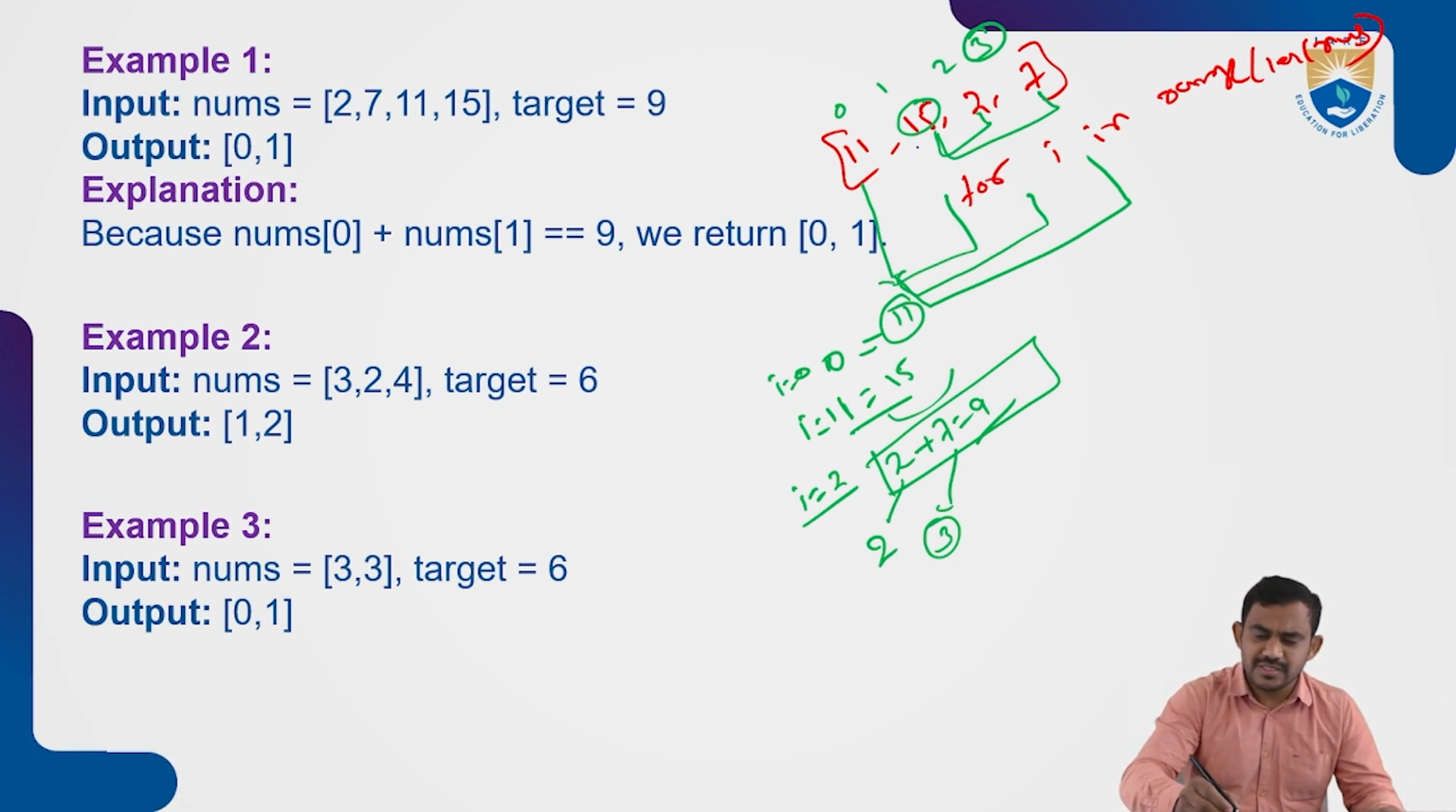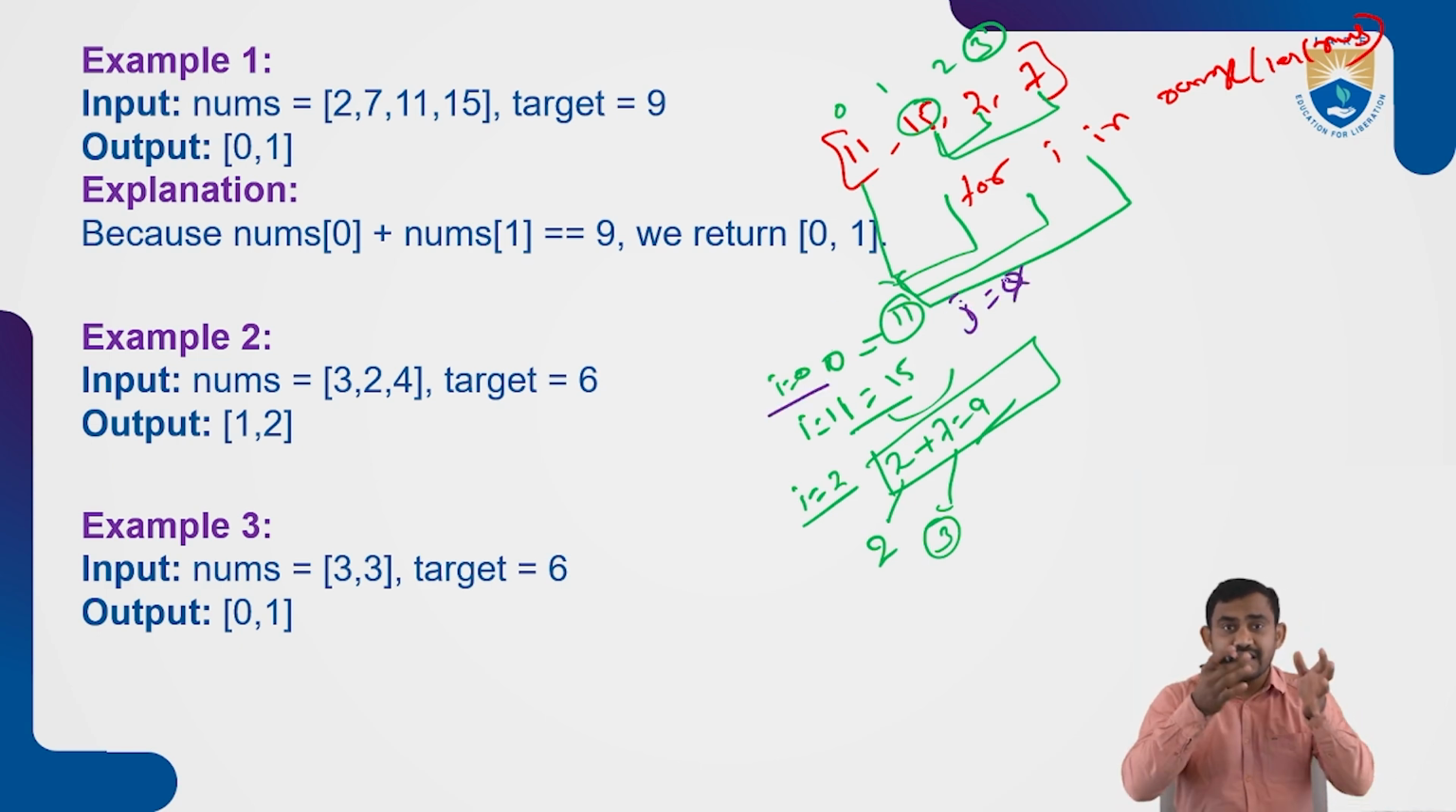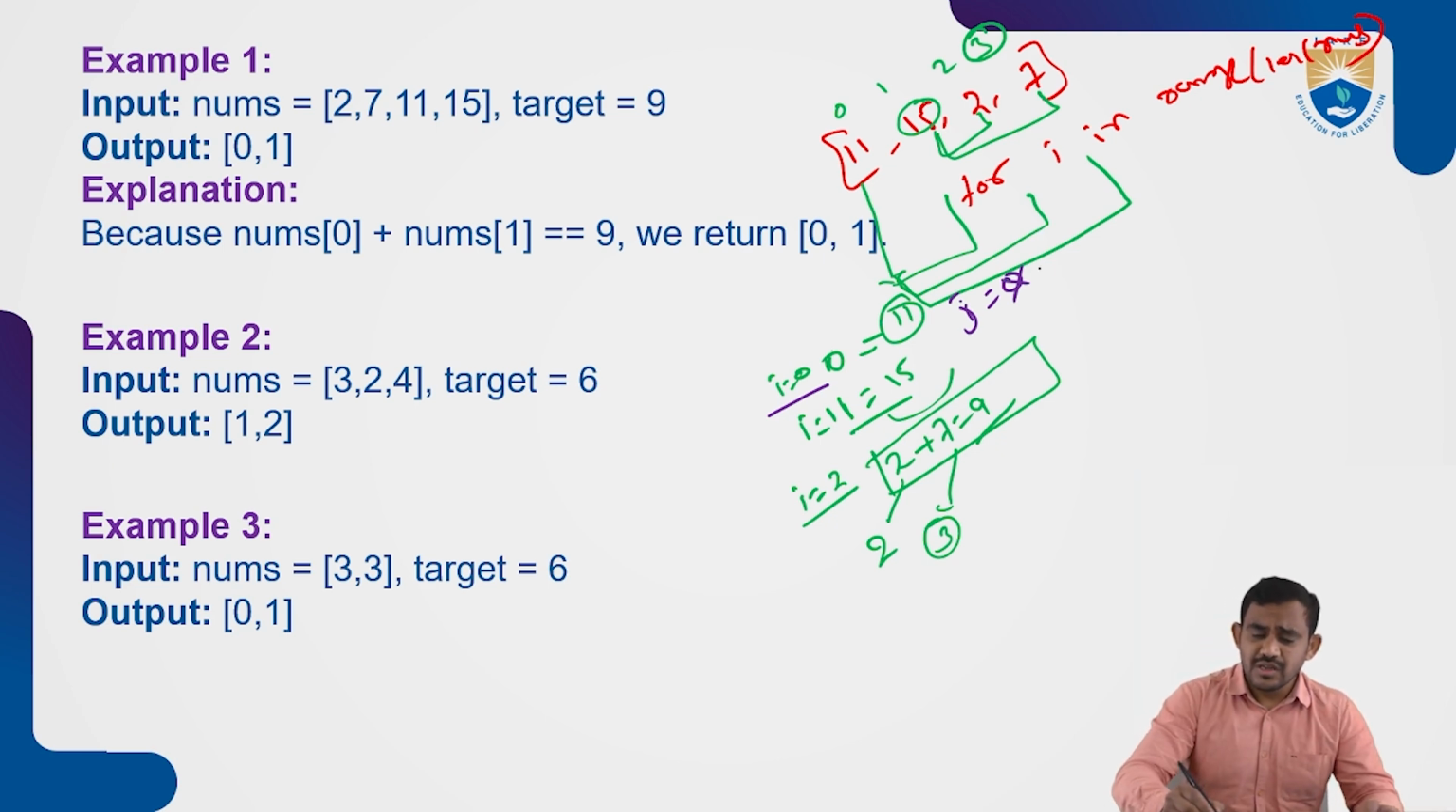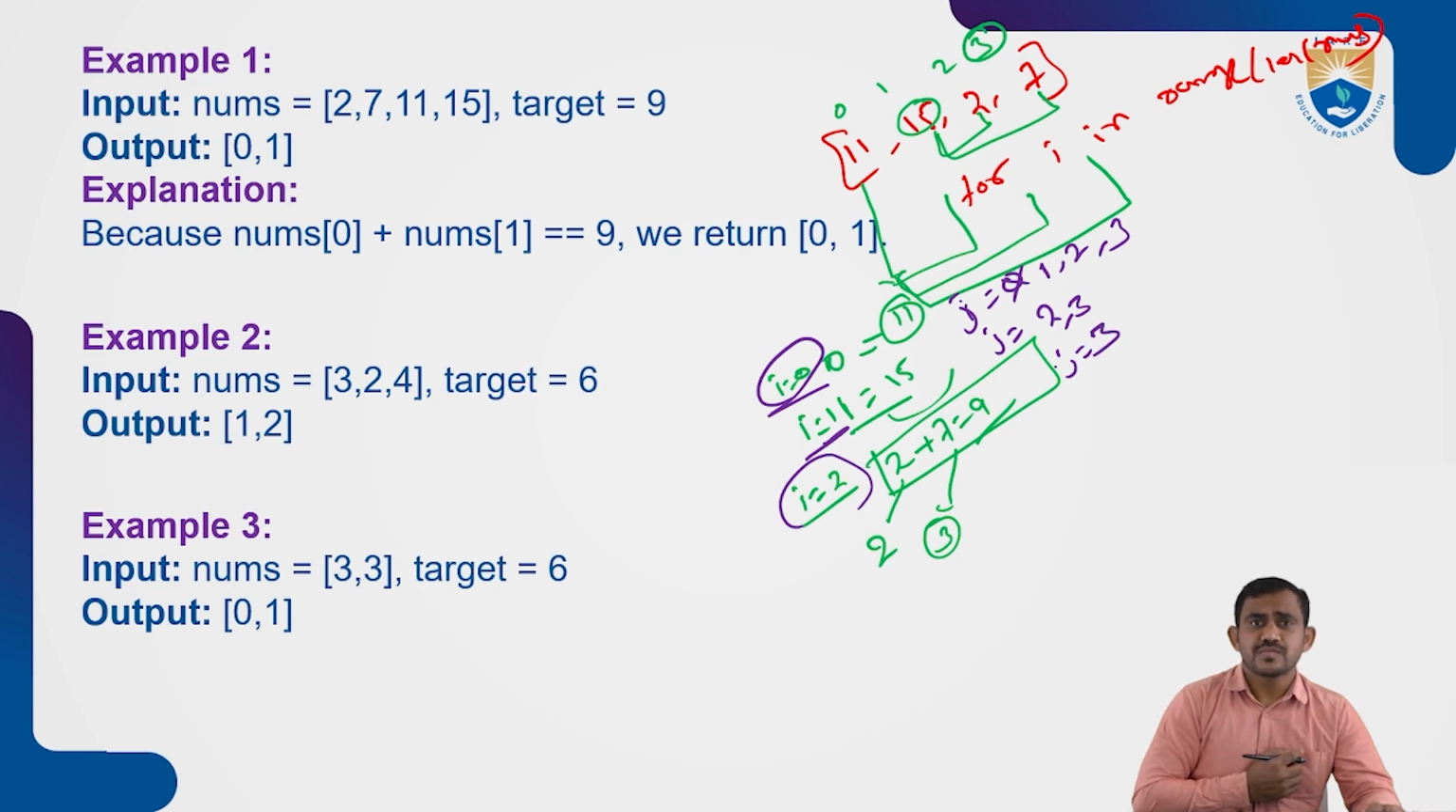So for the next index value, i equal 0, then j equal 1. No need for 0. Why? Because I can't add the 0th index with itself. I need two numbers, not the same number. So i equal 0, then j equal 1, 2, 3. Then i equal to 1, again j not 1, only 2, 3. Same, then j equal to only 3. So this is the logic.